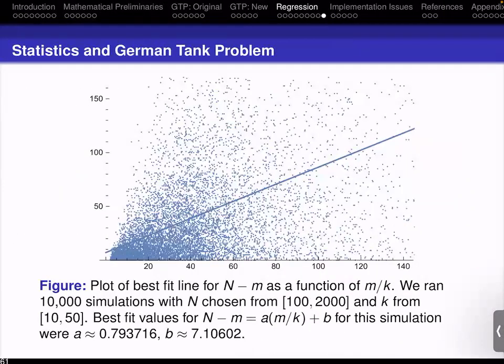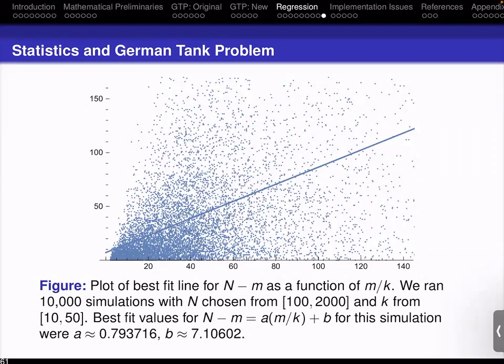All right, so here's the German tank problem. This is not supposed to be like a projectile fired from a tank. This is the best fit line. And if you are able to see a linear relationship in this data, you have much better mathematical eyes than I do. So what am I plotting? The x-axis is m over k, and the y-axis is n minus m.